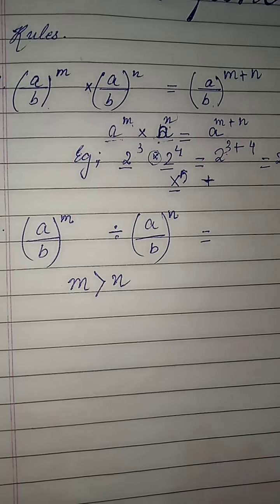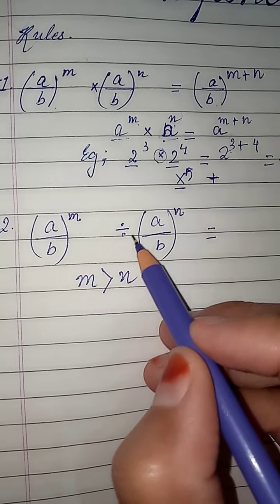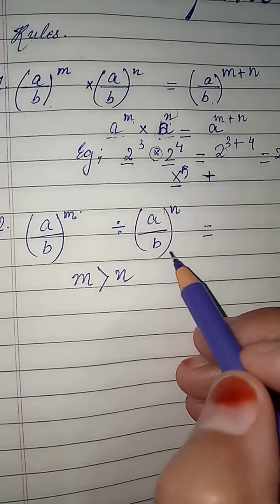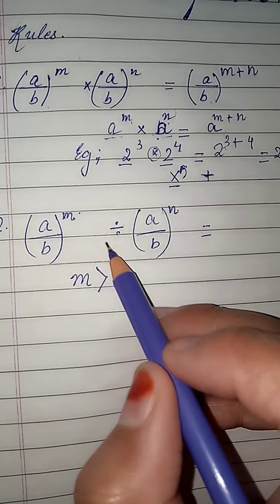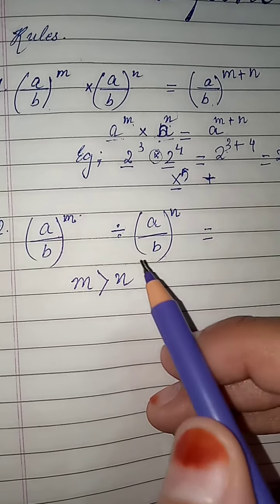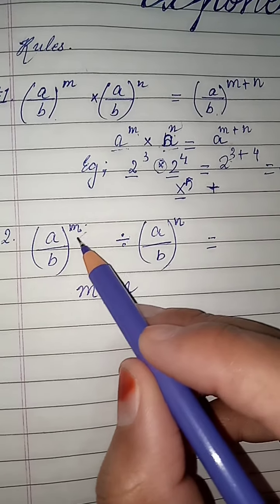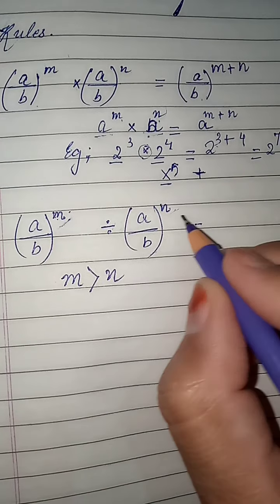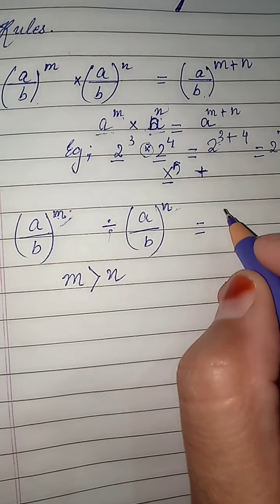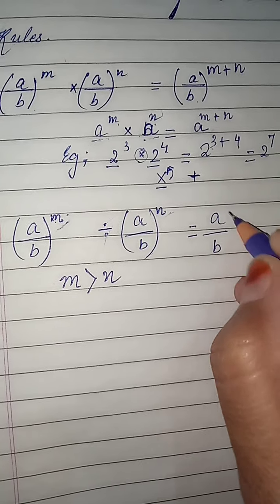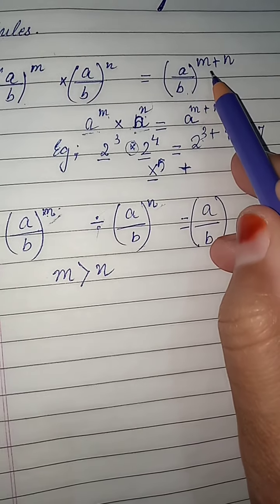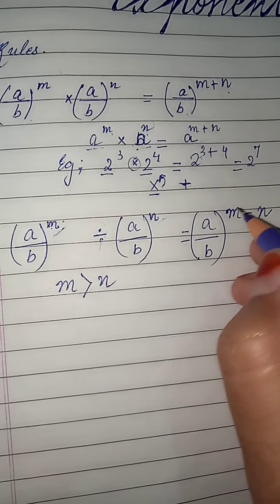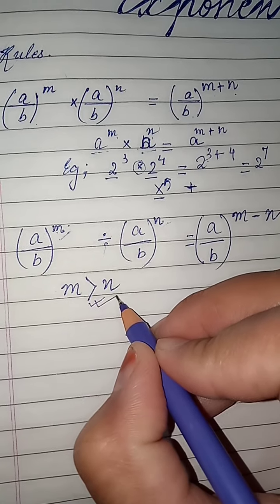Okay, now second rule. If you have to divide, (a/b)^m and (a/b)^n, that means if the bases are same and you are dividing it, but the condition applied over here is this power is greater than this power. So what we'll do, just remove these two dots from here and you will get the answer. For multiplication we were adding the powers, and for division we will subtract the powers. The condition is m is greater than n.